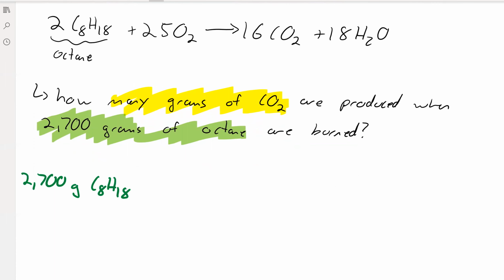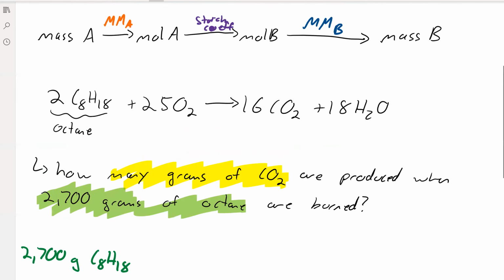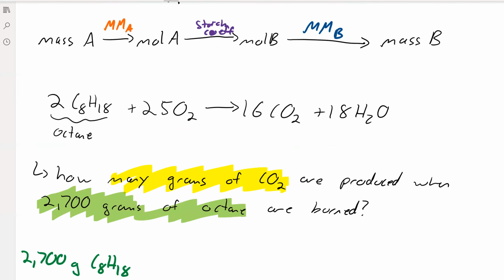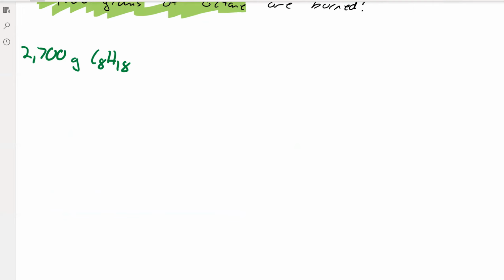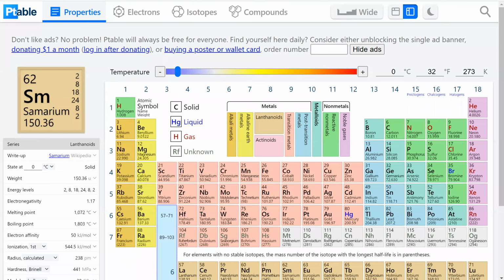Note that I'm writing out the number, the unit, and the subject. That's going to help you a lot when you're doing your unit conversions. So we can see our first step is to go from the mass of A to the moles of A using the molar mass. So here we're not given the molar mass, so we have to calculate the molar mass of our octane. So our molar mass of our octane is going to be equal to the mass of 8 carbons and 18 hydrogens. So we have to use our periodic table.